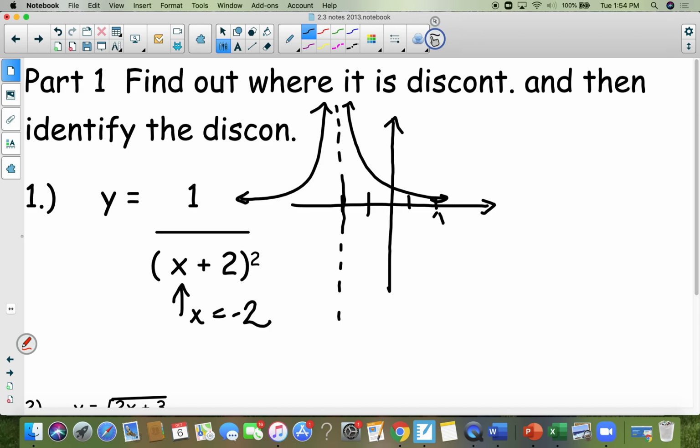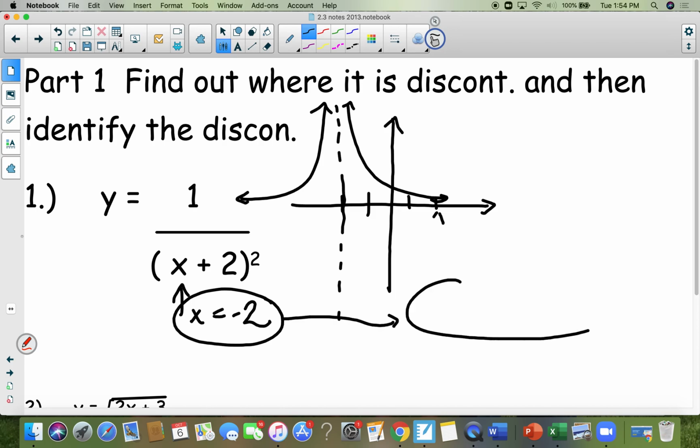That's what the graph looks like. I could take time to have you guys plug it into y1, but you guys know how to run the y1 button on your calculator, so find out where it's discontinuous at, and then identify the discontinuity. It's definitely discontinuous at x equals negative 2, correct? Then you have to identify the discontinuity. You have to tell me why it's discontinuous.